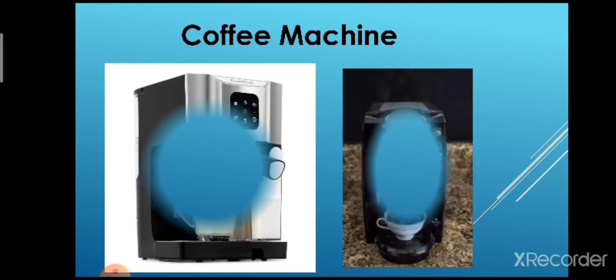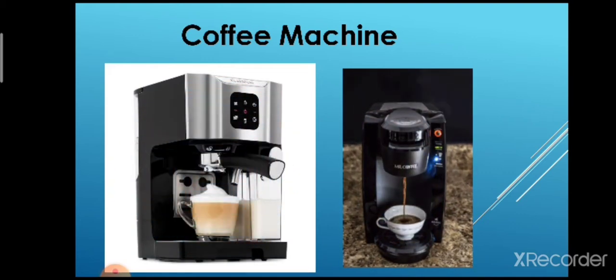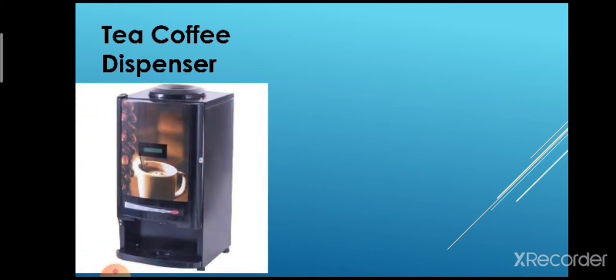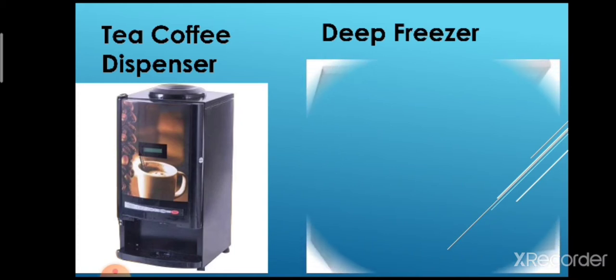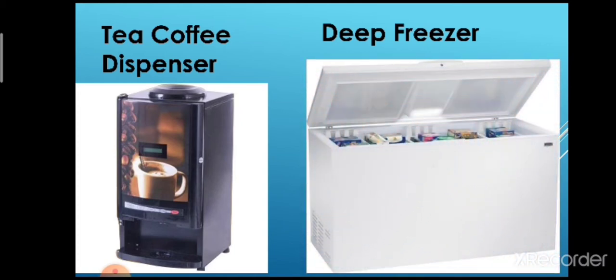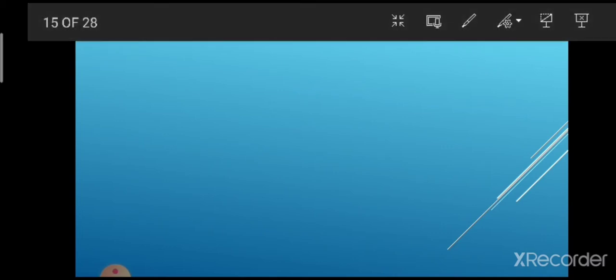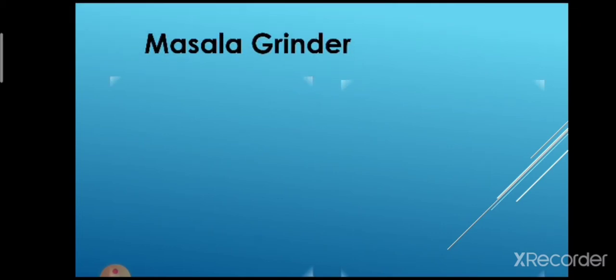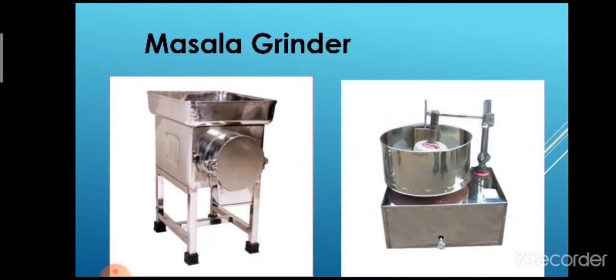Coffee machines are equipment as well that are electrically operated. Same is true with tea coffee dispenser. And same as the fridge, we also have deep freezer for frozen goods. The masala grinder is used to grind beans.